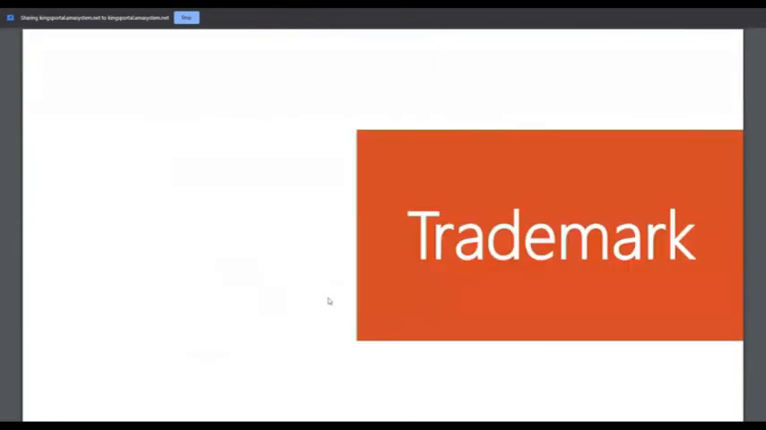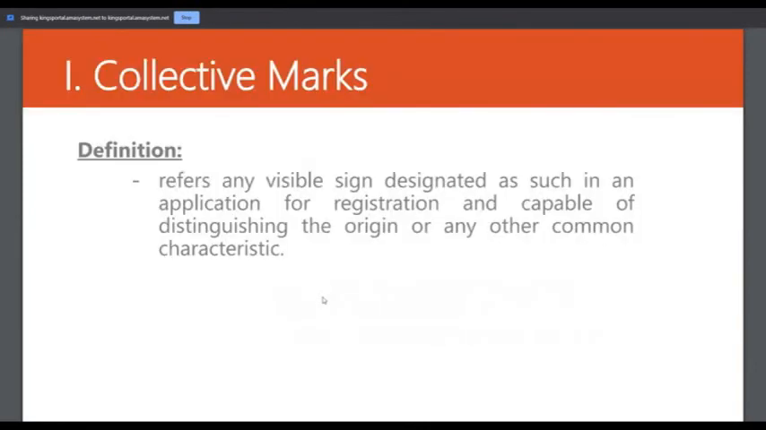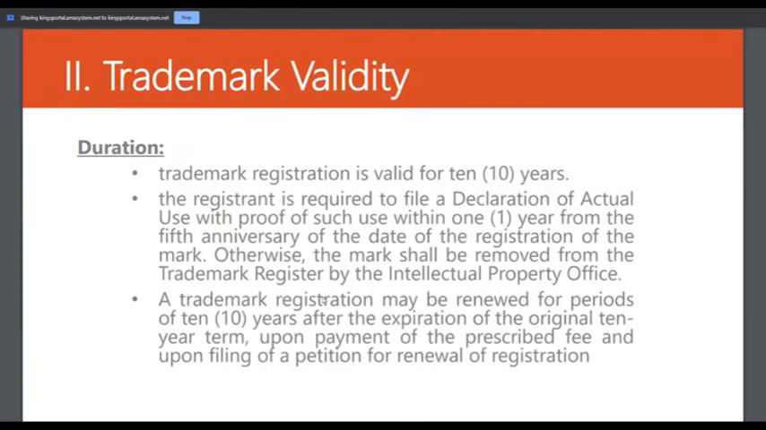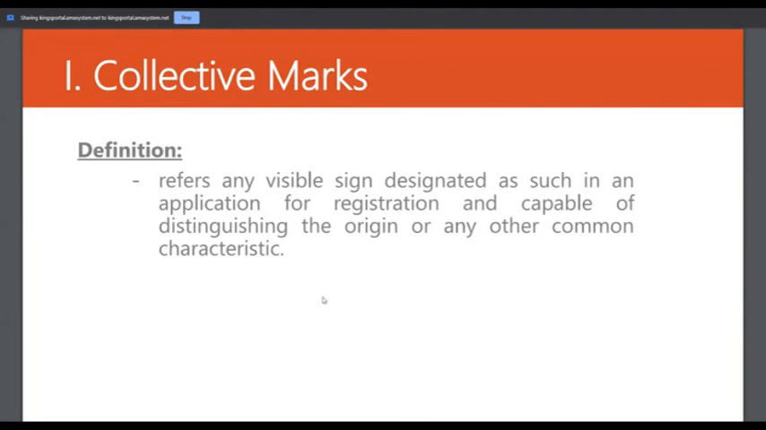Okay? And then when we talk about trademark, it refers to any visible sign designated as such in an application for registration and capable of distinguishing the origin or any other common characteristic. So a trademark basically, guys, is something that can be registered by, let's say, a company or an individual person that he or she created, let's say the logo of a certain company.